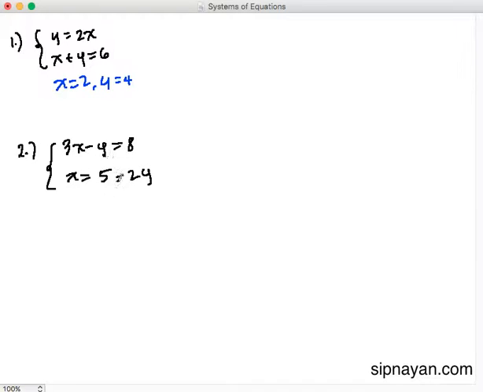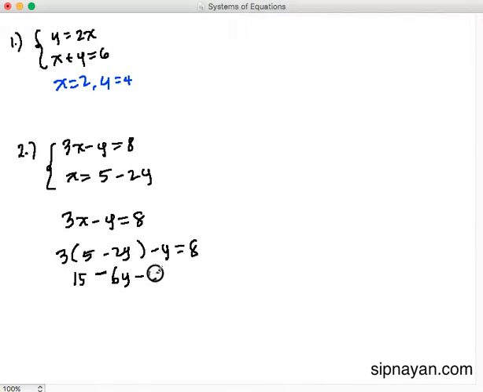So from the original equation, we have 3x minus y equals 8. And then we replace x with 5 minus 2y. So 3 times quantity 5 minus 2y, and then we still have minus y, equals 8. By the distributive property, 3 times 5 is 15, minus 3 times 2y is 6y, minus y on the outside, equals 8. And then 15 minus 7y equals 8.